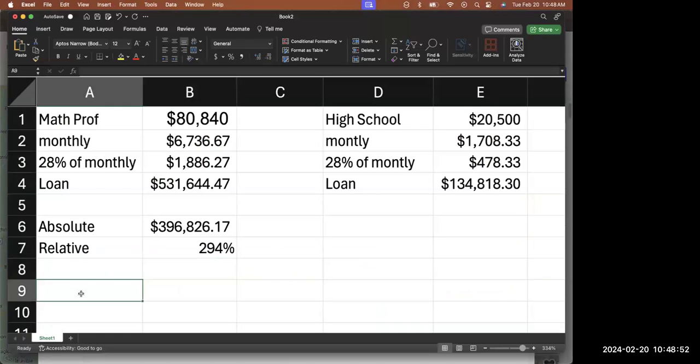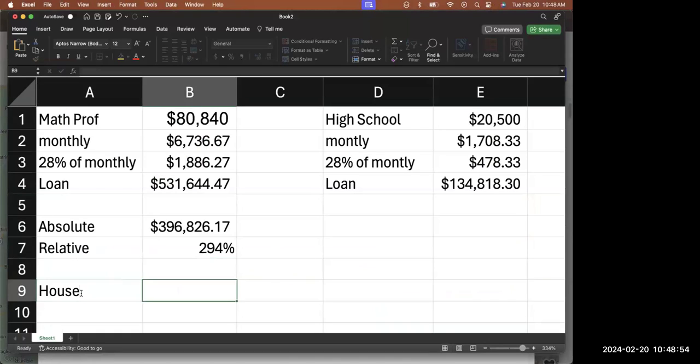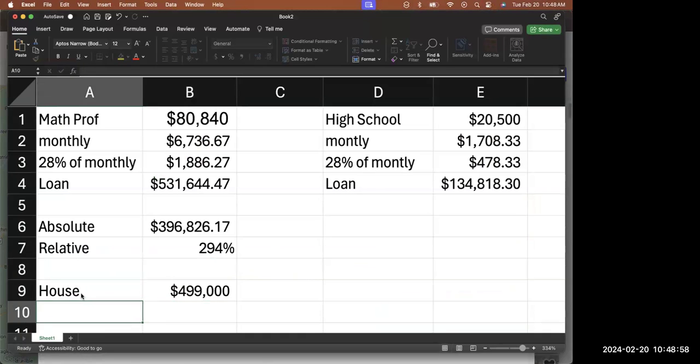Now let's say the house that I found is $499,000, which is way more than my actual house. Okay, just so you know, this is also way more than my actual salary. Just in case you thought I was doing great.